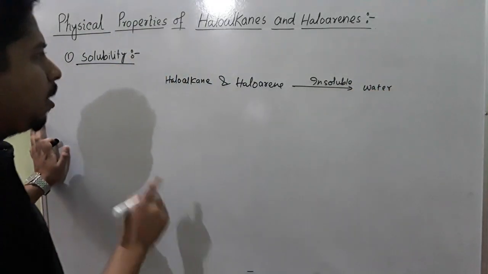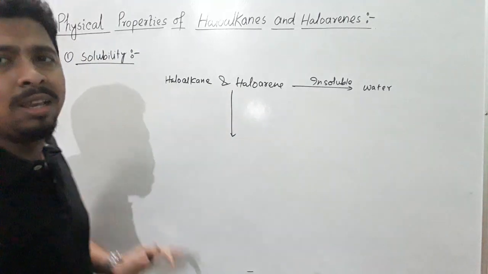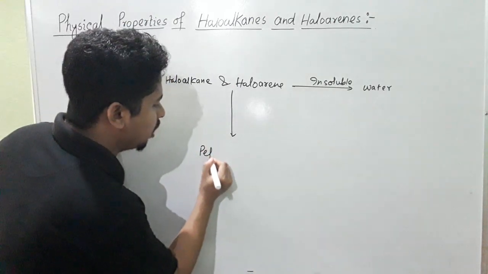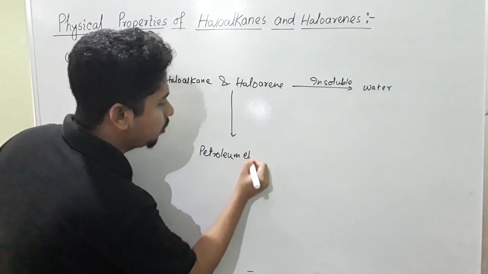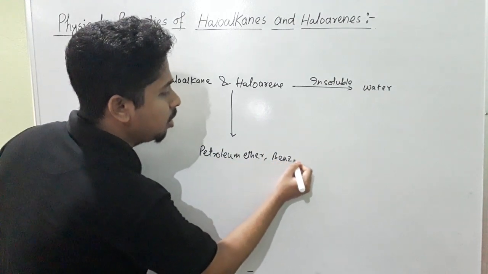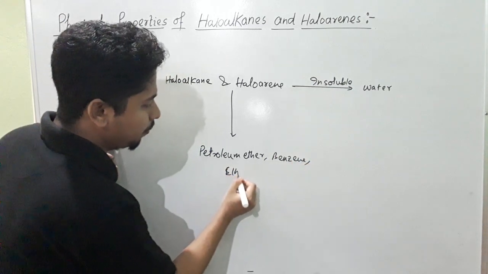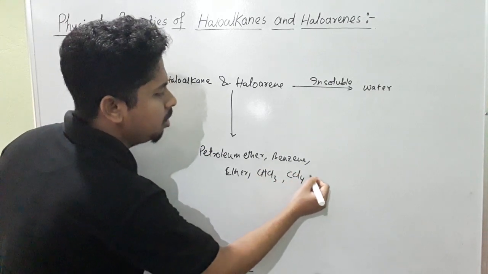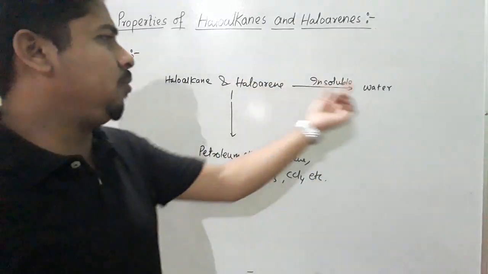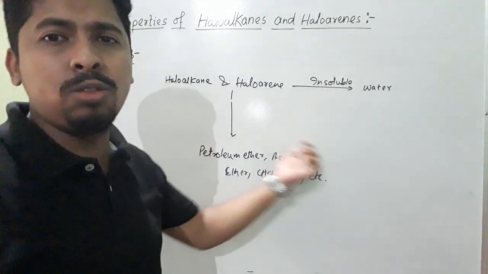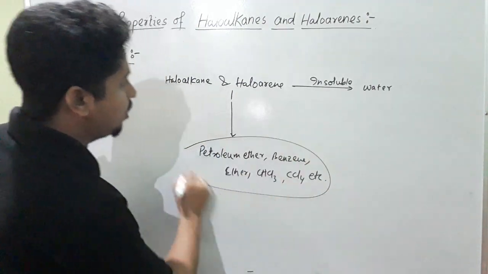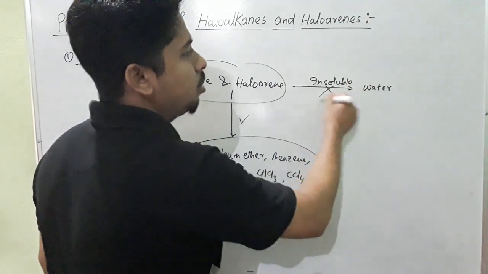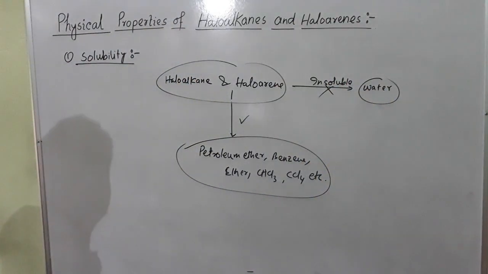But these haloalkanes and haloarenes are soluble in some solvents having low polarity, for example petroleum ether, benzene, ether, chloroform, that is CHCl3, or carbon tetrachloride, etc. So they are insoluble in water, but they are soluble in some solvents with low polarity. So this is all about solubility.